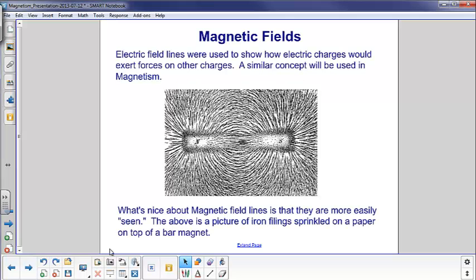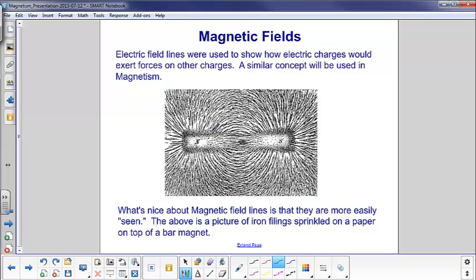Magnetic fields. Earlier, when we worked with electricity and electric fields, we talked a lot about electric field lines. Basically they were used to show how electric charges would exert forces on other charges. We have a similar concept that's going to be used in magnetism. What's nice about magnetic field lines is that you can see them more easily.